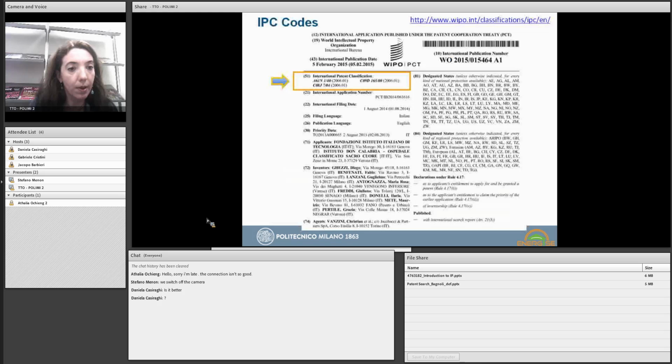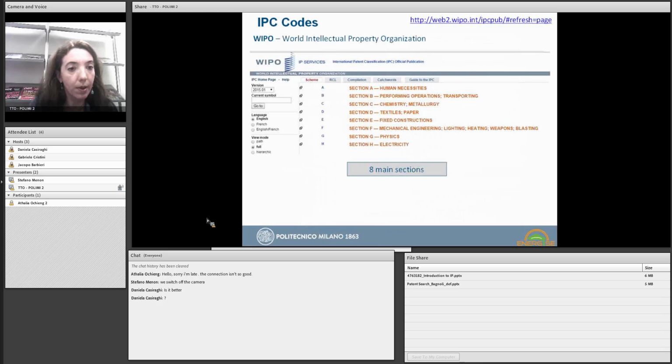Where to find the IPC codes? In each patent, on the first page where you have the bibliographic data, you also have the International Patent Classification codes. So when you find a patent that is relevant, you can read which are the patent classification codes of that patent, and you can use these codes to find the other patents of the same field.